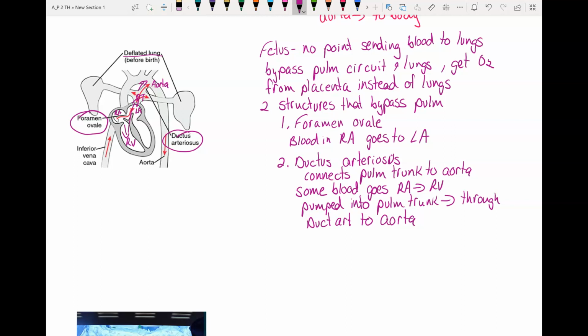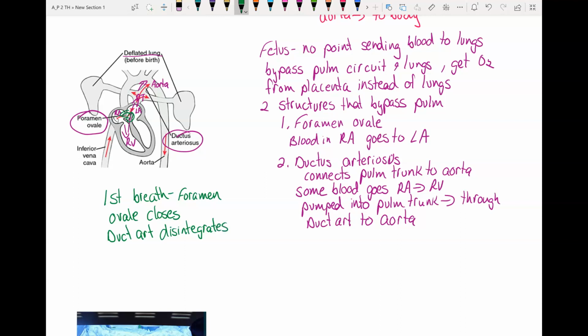from the placenta. And when a baby is born, on the first breath, so that very first breath they take after they're born, that foramen ovale closes. You have this flap here, this flap closes and closes that off. And then the ductus arteriosus will work on disintegrating over the next few days.